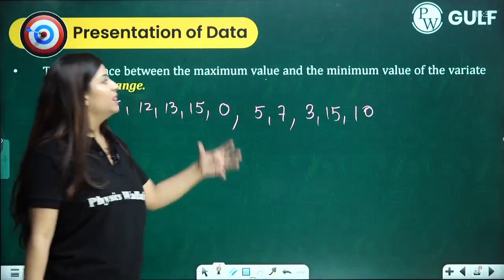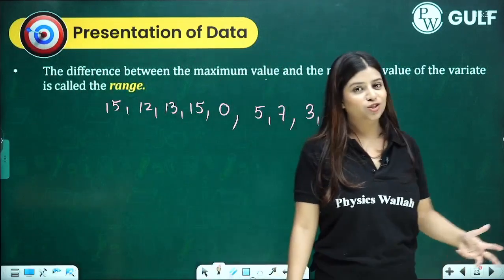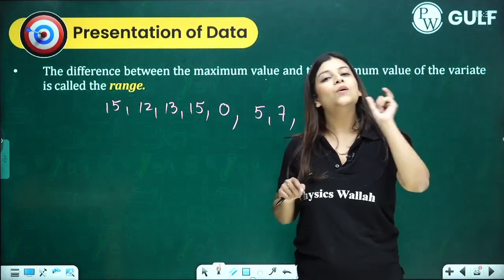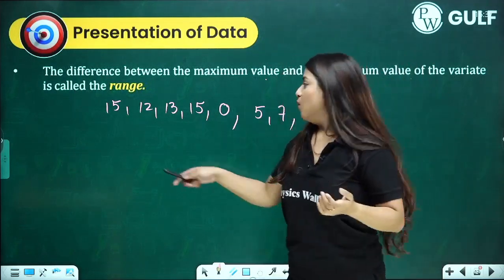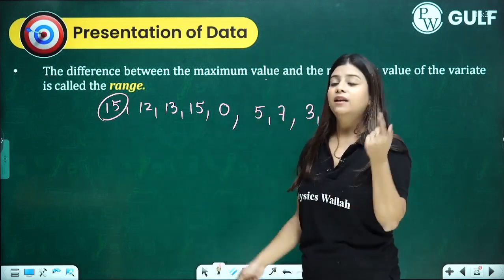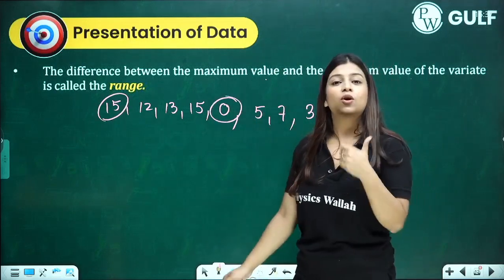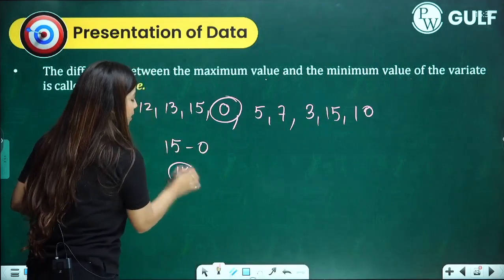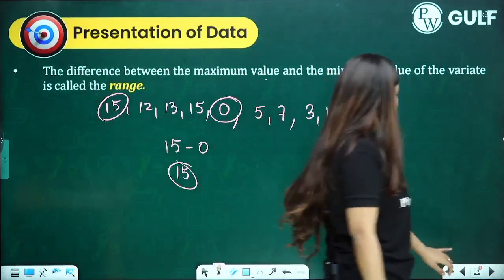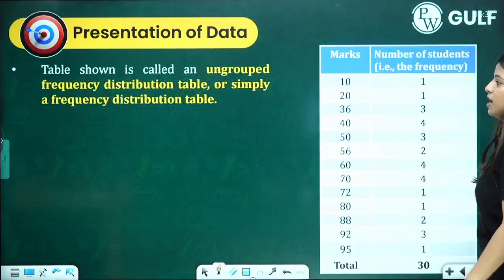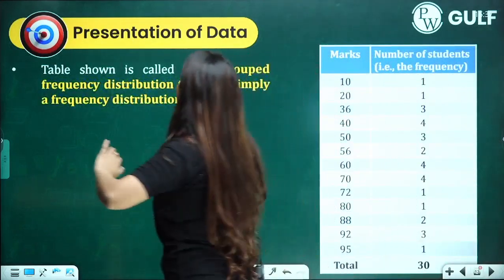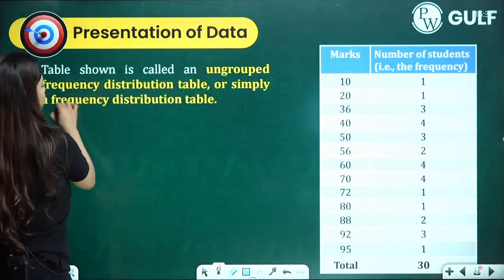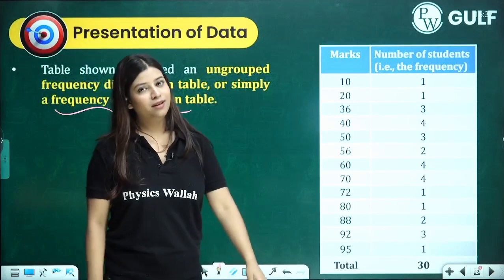So basically when anyone asks me the range, it means from the data the highest value minus the lowest value. What is the highest value? 15. What is the lowest value? 0. So the range of the data will be 15 minus 0, that is 15. Right? So this is how we calculate the range. Now the table shown is called the ungrouped frequency distribution table or simply a frequency distribution table.